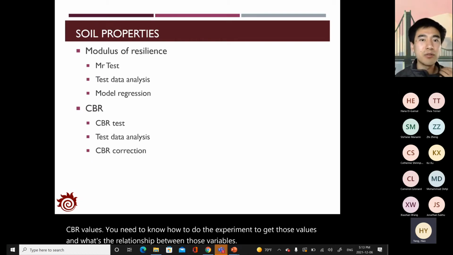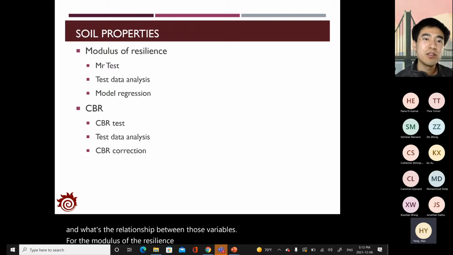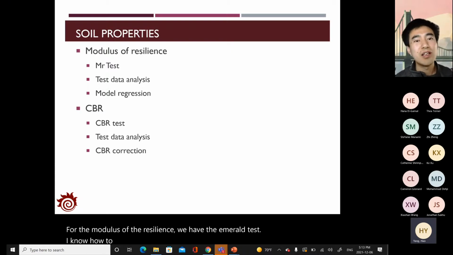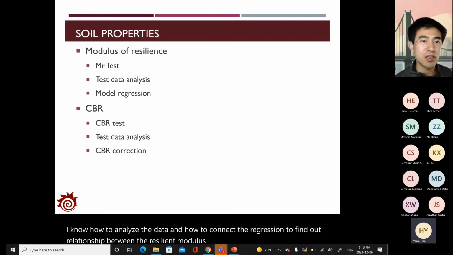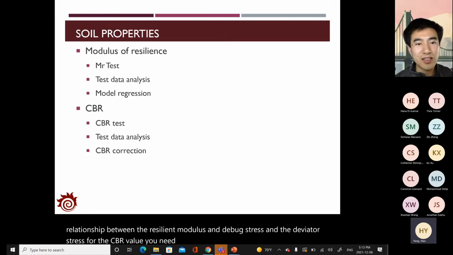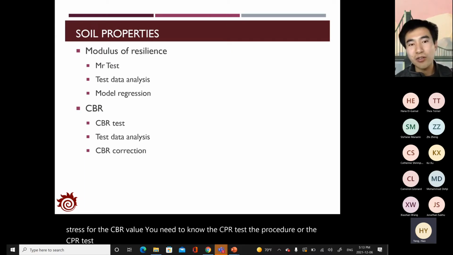For the resilient modulus, we have the MR test. You have to know how to analyze the data and how to conduct the regression to find the relationship between the resilient modulus and the bulk stress and the deviator stress. For the CBR value, you need to know the CBR test, the procedure of the CBR test, how to analyze the data, and how to do the correction for the test data.